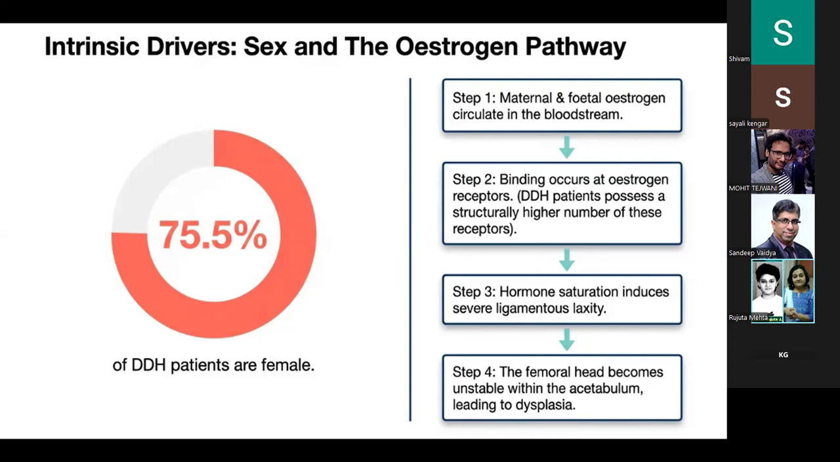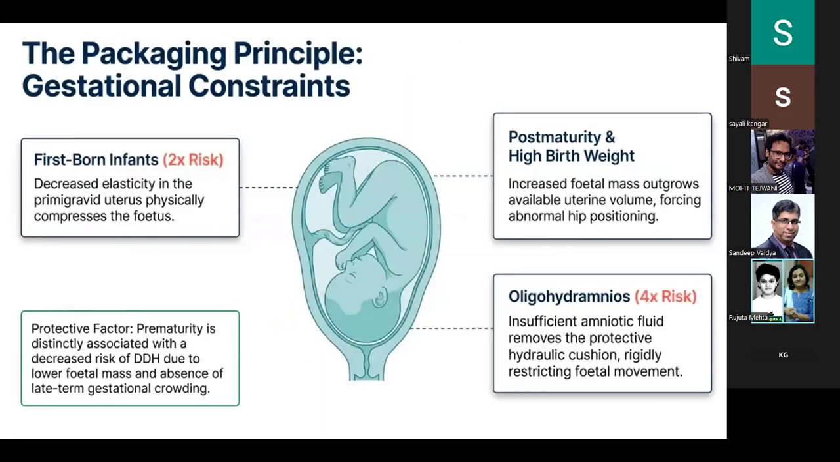Estrogen pathway: maternal and fetal estrogen circulate in the bloodstream, which binds to estrogen receptors. DDH patients possess a structurally higher number of these receptors. Hormone saturation induces severe ligamentous laxity. The femoral head becomes unstable within the acetabulum due to this laxity, which leads to dysplasia. Other is the packaging principle, a gestational constraint: firstborn infants are at twice the risk because of decreased elasticity in the gravid uterus, which physically compresses the fetus.